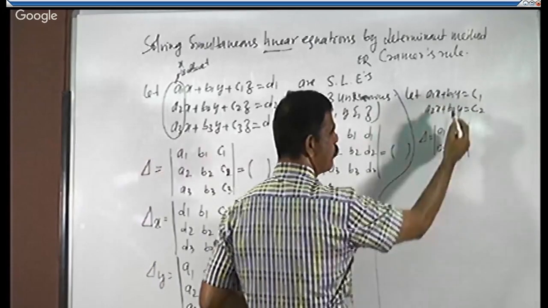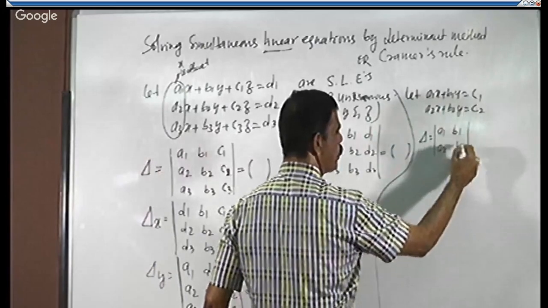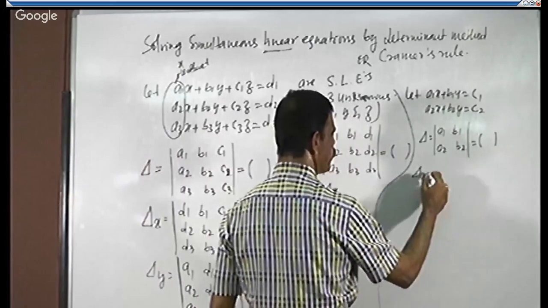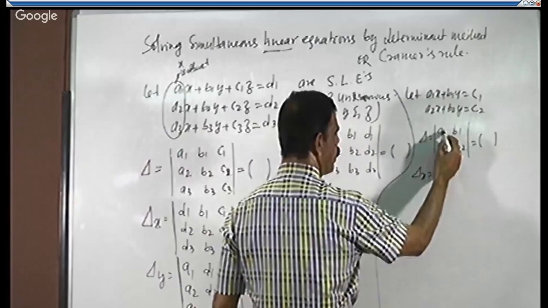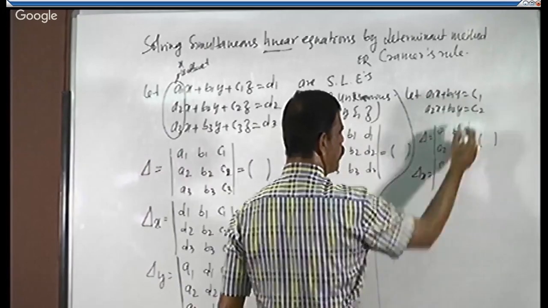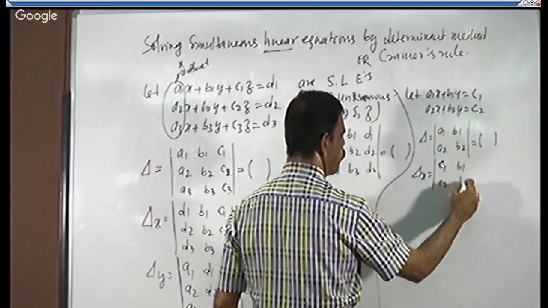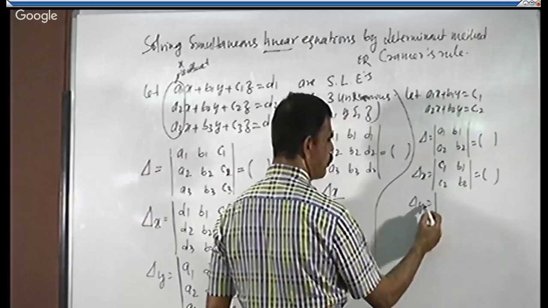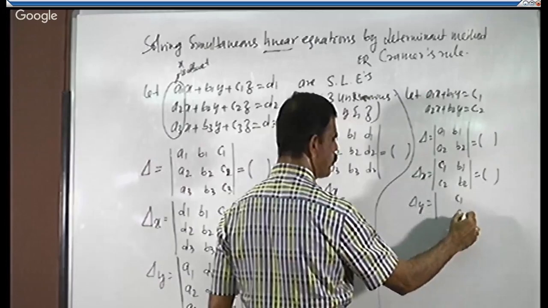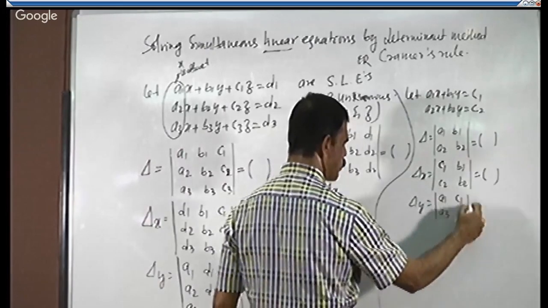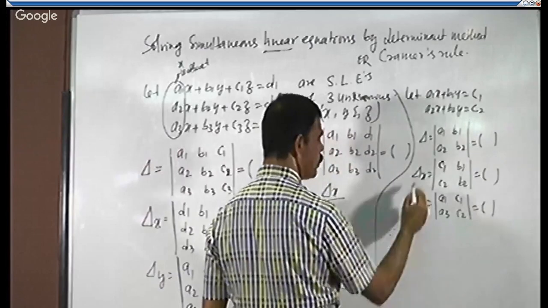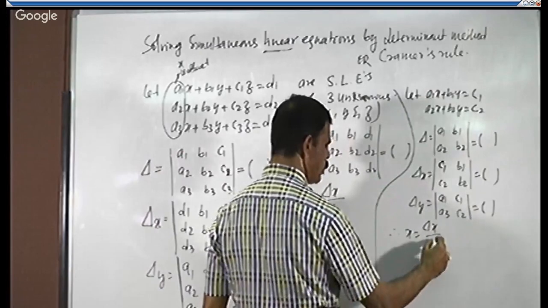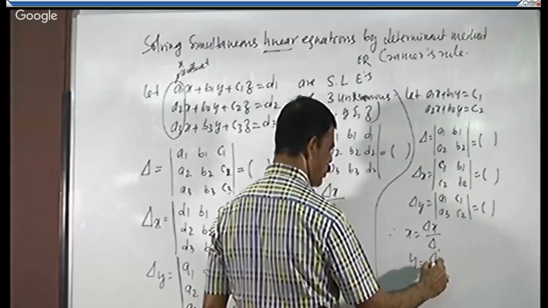a1, a2, the x coefficients, b1, b2, the y coefficients. Expand it, you will get some value. Delta x is equal to: the x coefficients a1, a2 are replaced by what? c1, c2. With b1, b2. Expand it, you will get some value. Delta y: the y coefficients should be replaced by the constants c1, c2, taking the x coefficients as they are. Expand it. Therefore, using delta x, delta y, x can be obtained by delta x by delta and y is obtained by delta y by delta.